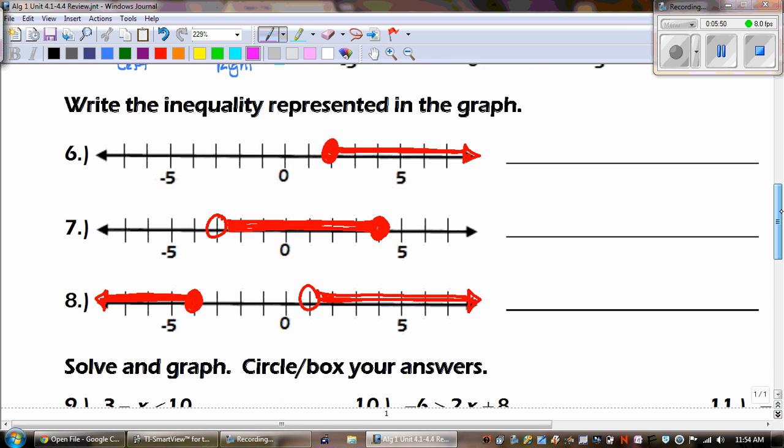All right, number 6. The first thing I'm going to do for number 6 is I'm going to write my variable. You can pick any one that you want to. I see that it's at 2, and this is closed, and it's shading to the right, which means it's going to be the greater than or equal to 2.